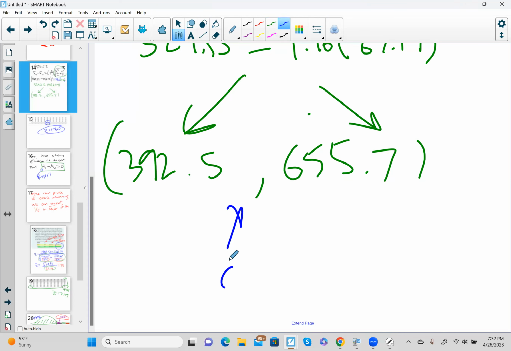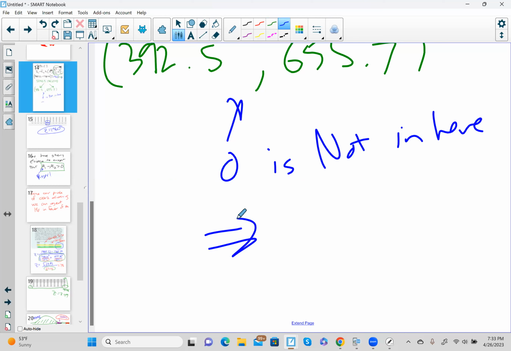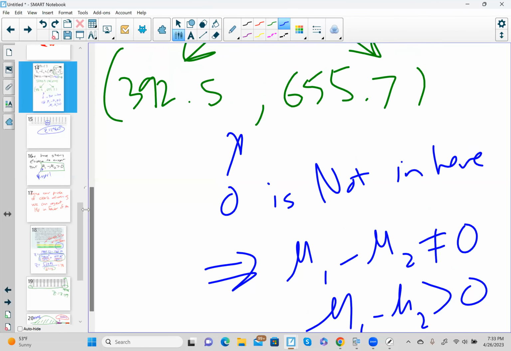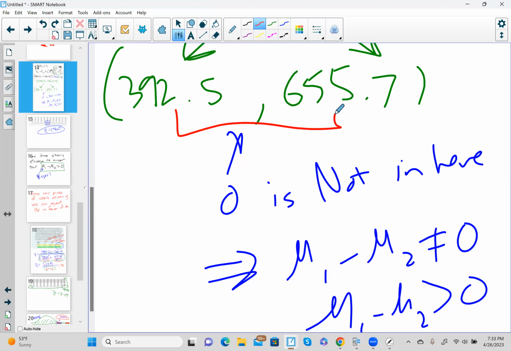Notice 0 is not in here. That means that mu1 minus mu2 does not equal 0. In this case specifically it means it's greater than 0, because all the differences between these two numbers are positive. So it's telling us that the mean income for the men is likely higher than the mean income for the women in this particular study.